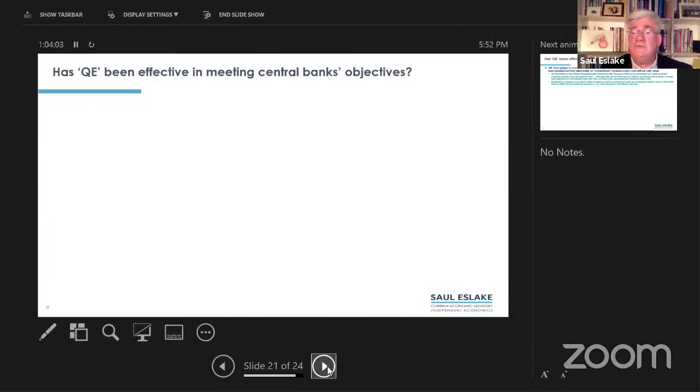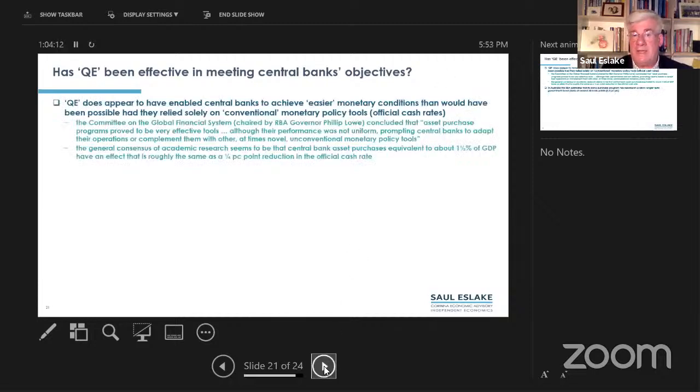It's a legitimate question. Has QE been effective in meeting central banks' objectives? And my answer to that would be that it does seem to have enabled them to achieve easier monetary conditions than would have been possible had they relied solely on conventional monetary policy tools such as official cash rates. And you can see there I quote a bit of evidence from both central bankers themselves and academic researchers that attempts to measure how much of a contribution to faster growth or higher inflation purchasing bonds has done.